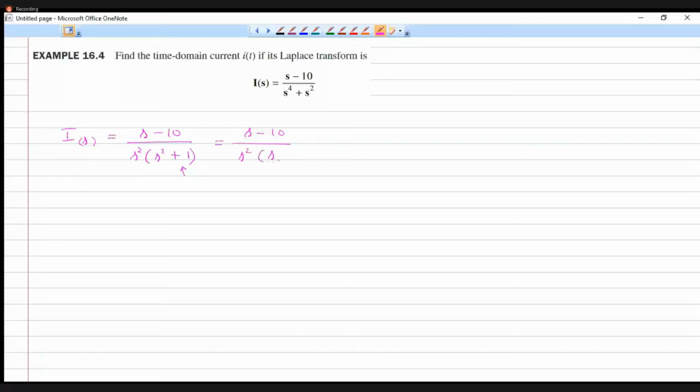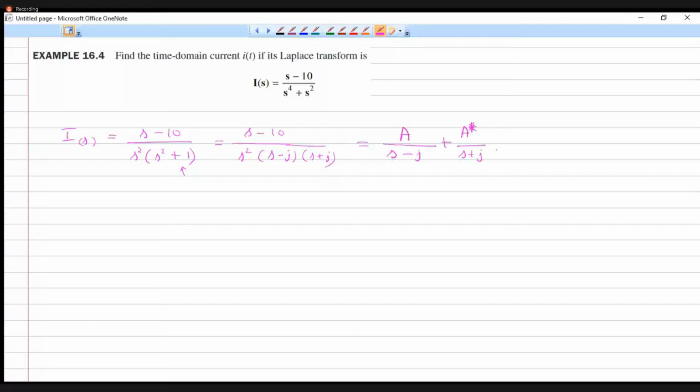One is contributed by s is equal to j, which is written as s minus j, and the other one is contributed by s is equal to minus j, which is written as s plus j. Okay. Now I can use the partial fraction. So this is written as equal to A by s minus j plus A conjugate by s plus j, because this pole is a complex pole. You know that the constants of these principal parts are going to appear as complex conjugates.